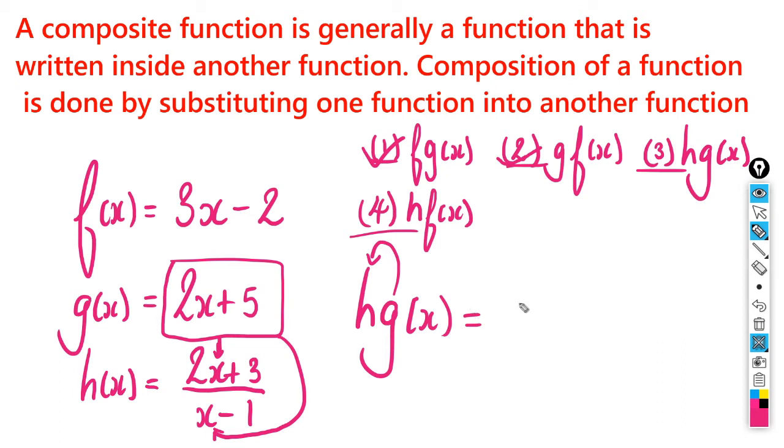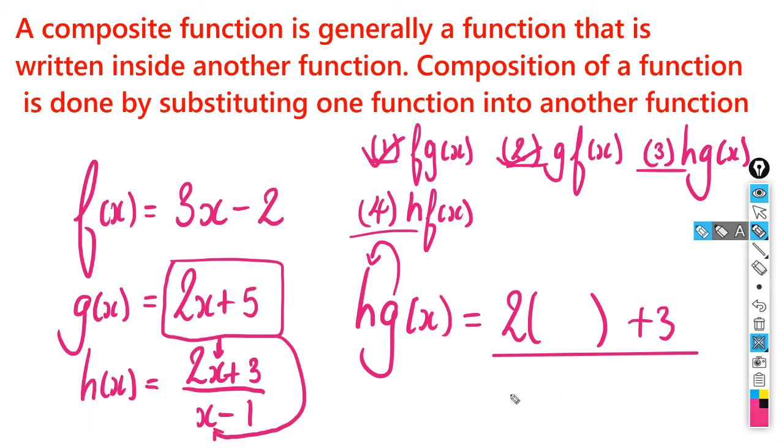So the first thing is 2 times, we're going to put a bracket, plus 3. And then, of course, it's divided by x minus 1. So in this case it is the bracket minus 1. And in this case, we're going to put 2x plus 5 there where the brackets are, and we're going to put 2x plus 5 here where the brackets are. So we'll put the g into the h of x. Cool? So nice. So all we have to do now, guys, is break out the brackets.